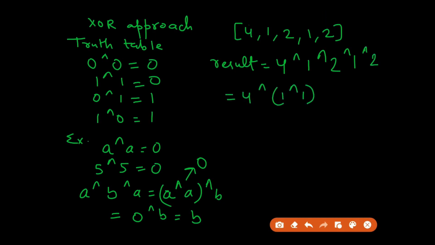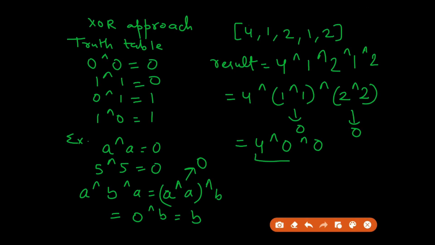So now we can also write this as 4 XOR, 1 XOR 1, XOR, 2 XOR 2. So as we know, A XOR A is 0. So we can say that 1 XOR 1 is 0 and 2 XOR 2 is 0. So we can write this as 4 XOR 0, XOR 0. And we know that 4 XOR 0 will be 4. So we will get 4. And now we can return 4.